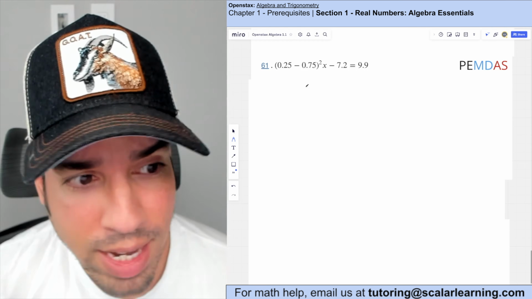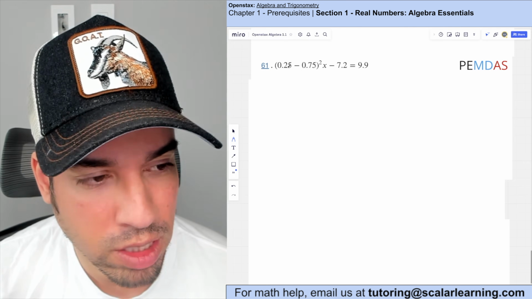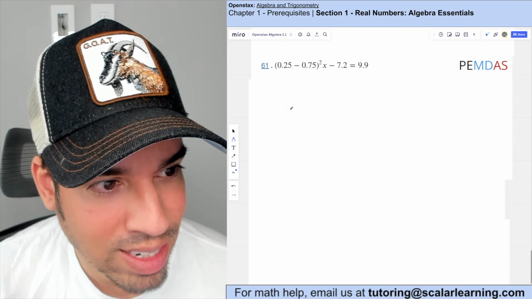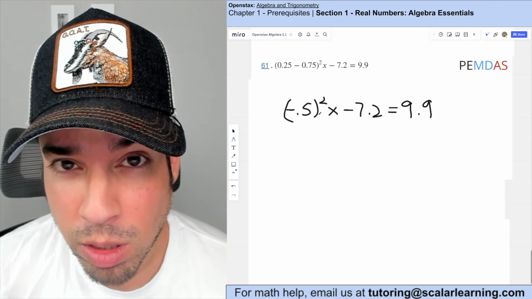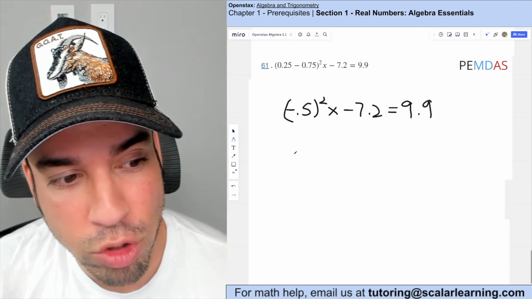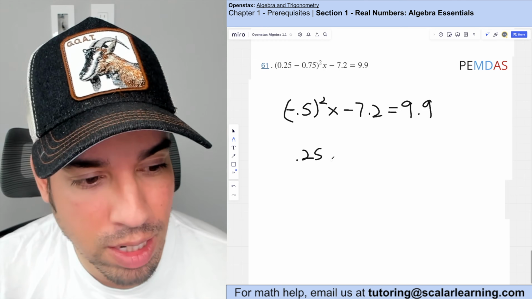So for 61, it's asking us to use a graphing calculator, but I'm going to go ahead and do it without one. So first I'm going to do the parentheses. 0.25 minus 0.75 is negative 0.5. Negative 0.5 squared is like 5 squared, which is 25, but there's a decimal there, so it becomes 0.25. And it becomes positive because a negative times a negative is a positive.